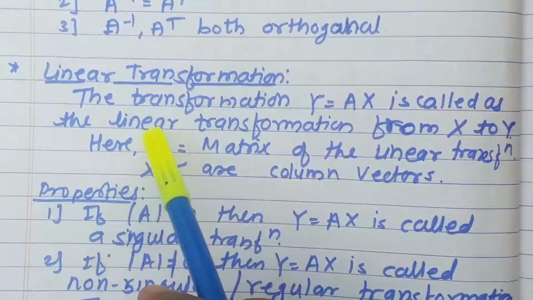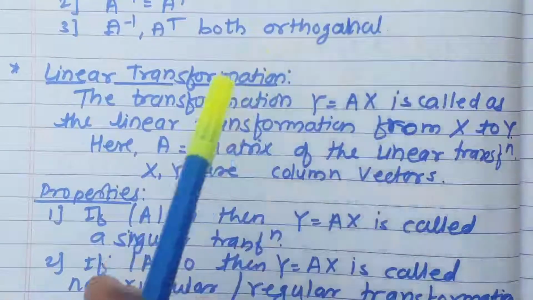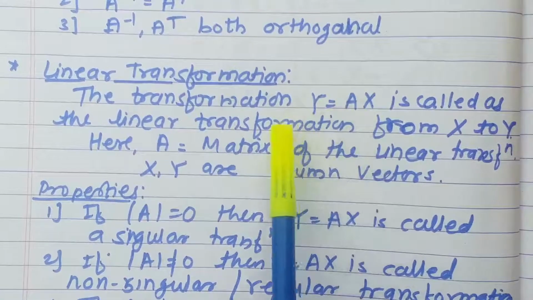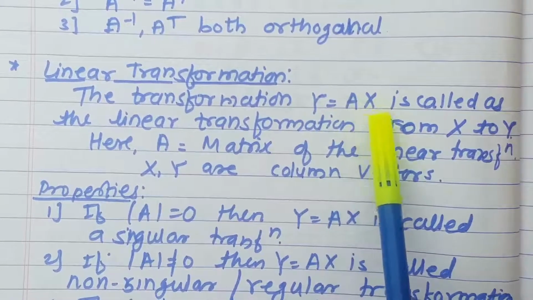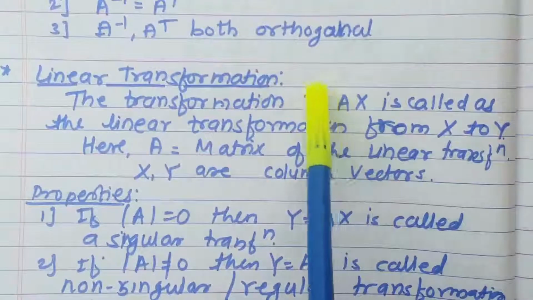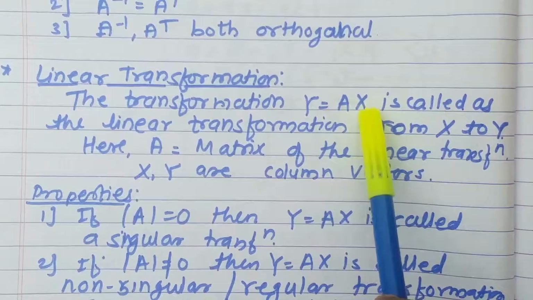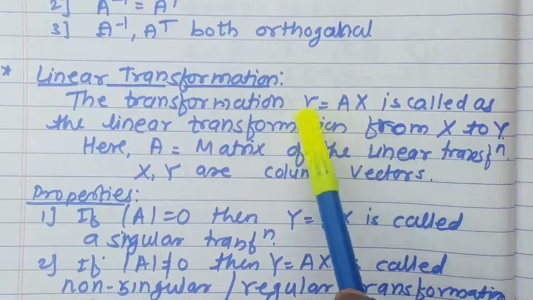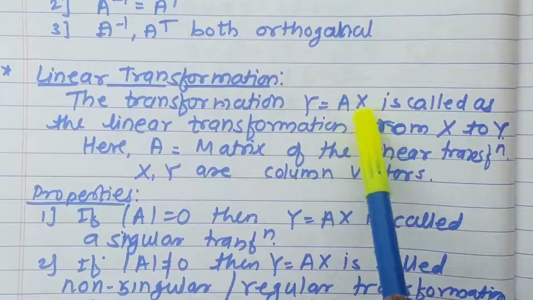Next, the definition of a linear transformation. It is a function. Linear transformations are functions from one space to another space. We denote them like y equals f of x. The transformation Y equals A into X is called a linear transformation from x to y. It maps the vector x to vector y. When we operate this matrix on the vector x, after multiplication we'll get one more vector of some dimension, and that is nothing but the linear transformation. Every matrix defines some linear transformation.